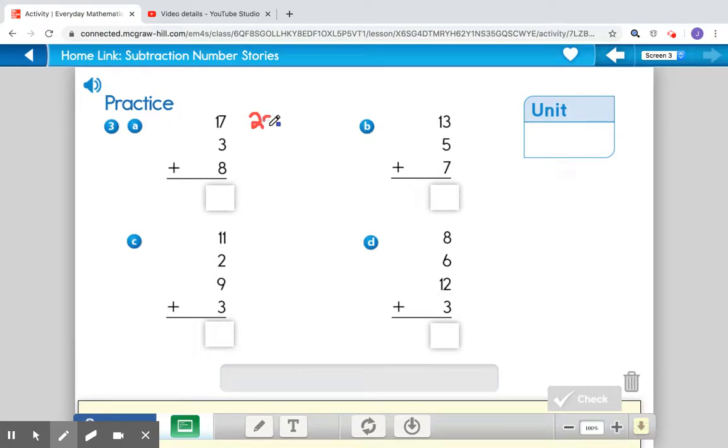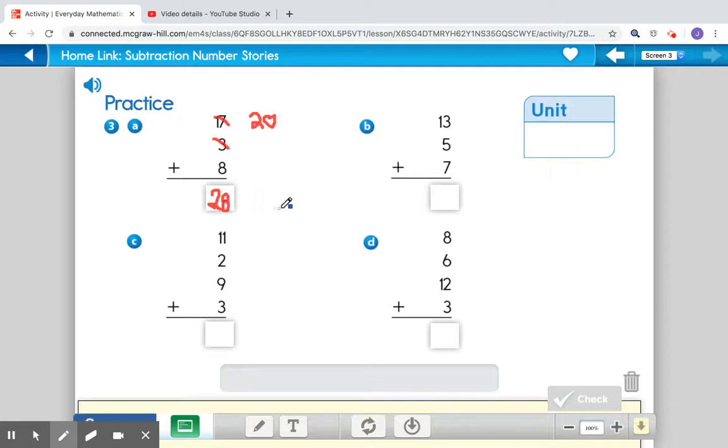But I'm not done yet, boys and girls. I've used my 17 and I've used my 3. But I still have to add 8 more. So I'm going to use my count up strategy and I'm going to add 8 to the number 20. So I'm going to use my fingers. 21, 22, 23, 24, 25, 26, 27, 28. And I'm going to put my answer in the box. And my answer, boys and girls, is 28.